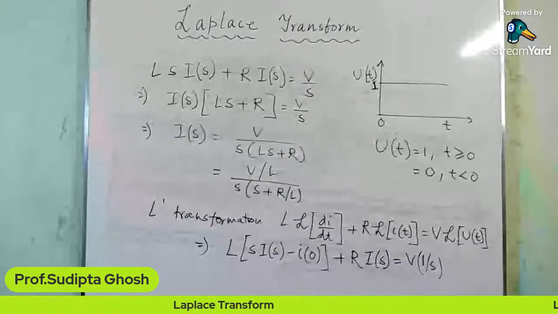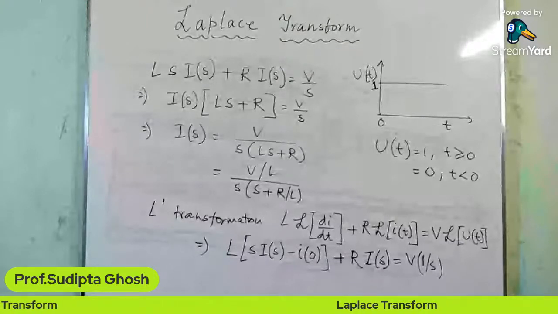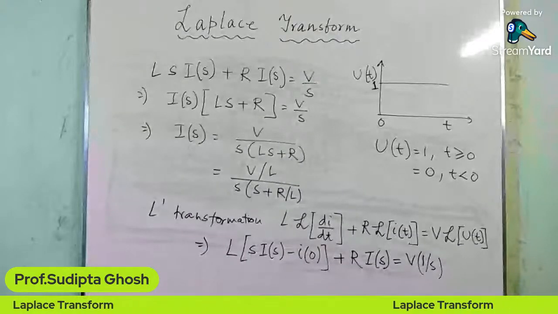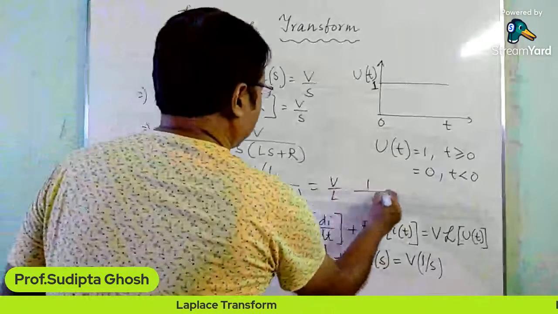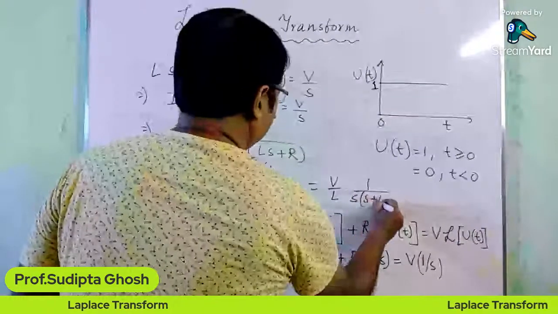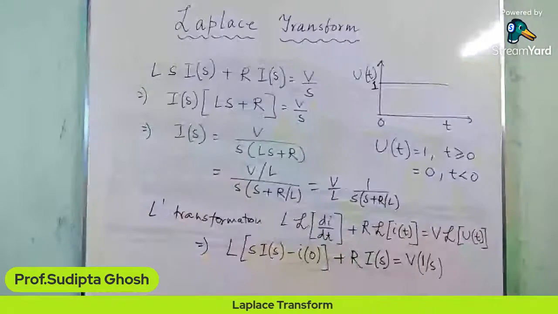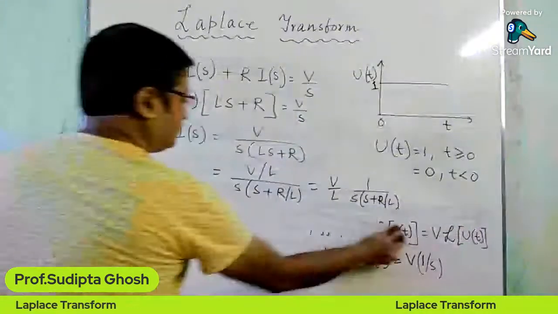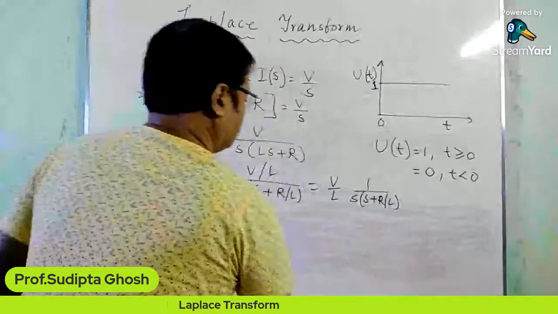So now we have it in this form: IS equals V by L divided by S into S plus R by L. So here we can write it simply as V by L into 1 by S into S plus R by L. Okay? Have you got it?